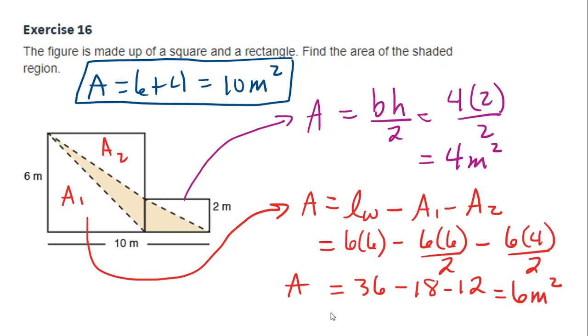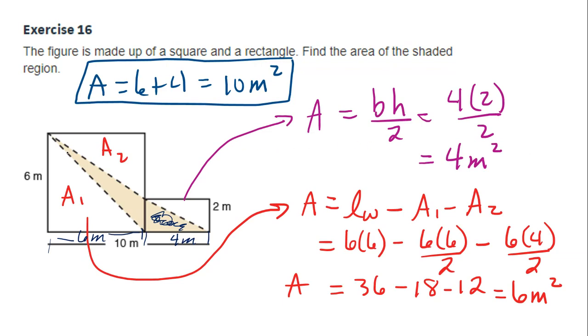All right, so how do I find the area of this? So for this first part, I know I just have to find the area of this triangle. Base times height divided by 2. Okay. And the base, well, this is a square. So this is 6 meters, which makes this 4 meters. Okay, so I take 4 times 2 divided by 2, and I get 4 meters squared.